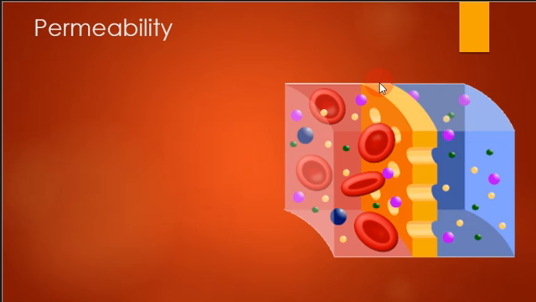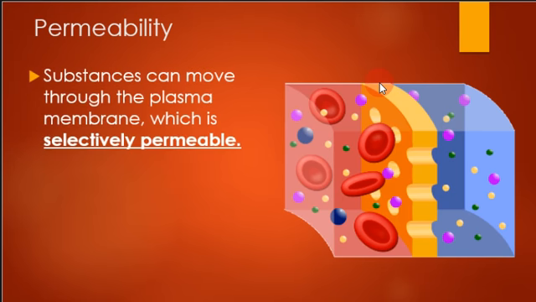Permeability. Remember, see how big those red blood cells are, those big round red things? They can't fit through those little holes that look like Swiss cheese right there. They can't fit through, so they won't go through. Only some things will travel through, these little purple and yellow and green balls, but not the red cells. Substances can move through the plasma membrane, which is selectively permeable. That's what you're writing in that blank, selectively permeable.